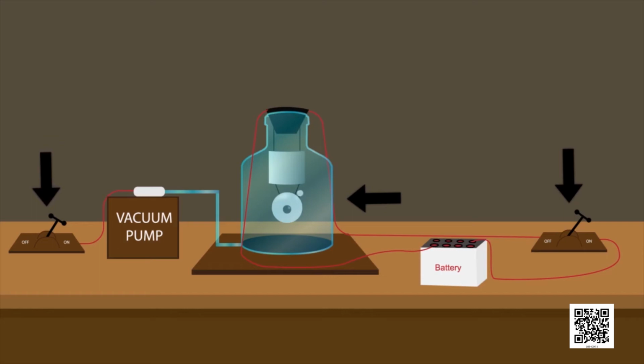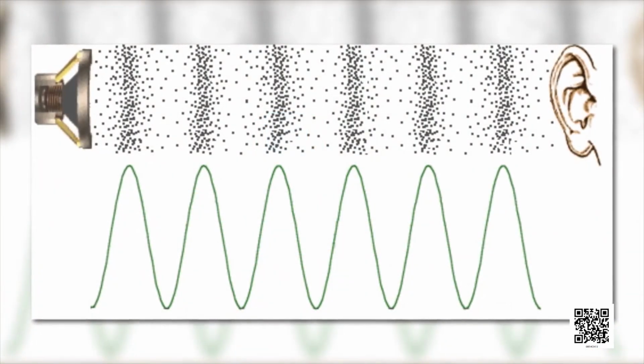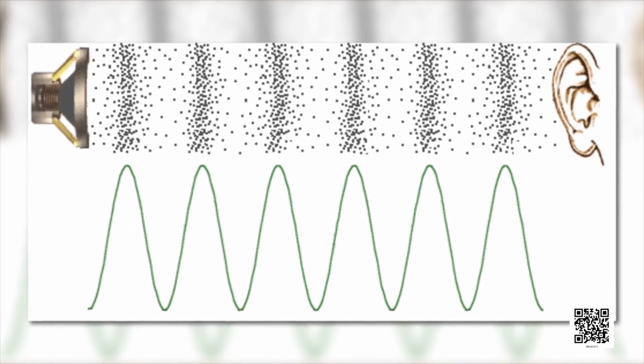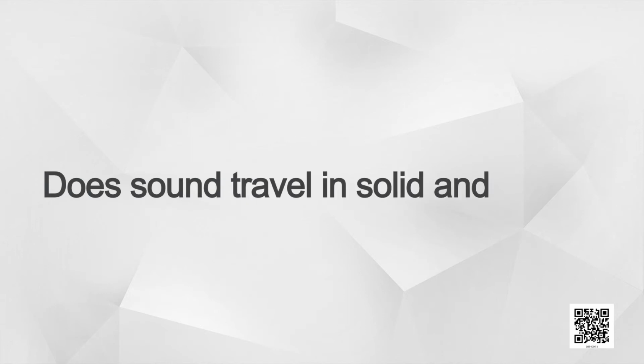Children, why does it happen? Because all the air from the jar is taken out by the vacuum pump, creating a vacuum in the bell jar. And due to the absence of air, we are not able to hear the sound of the bell. So dear children, from this activity, it is proved that sound requires a medium to travel. Does sound travel in solids and liquids?